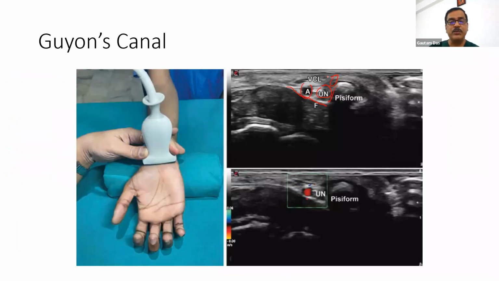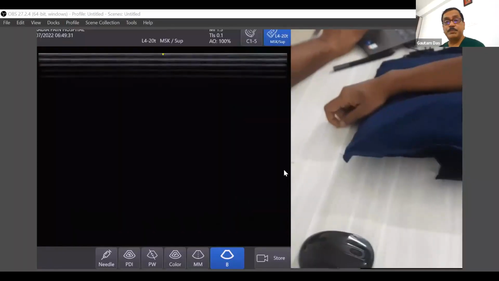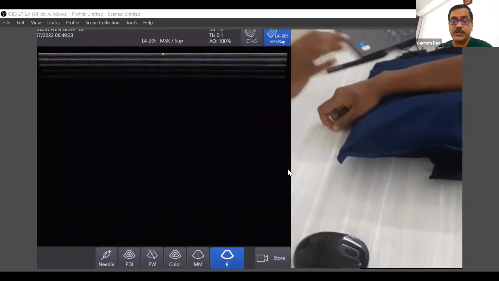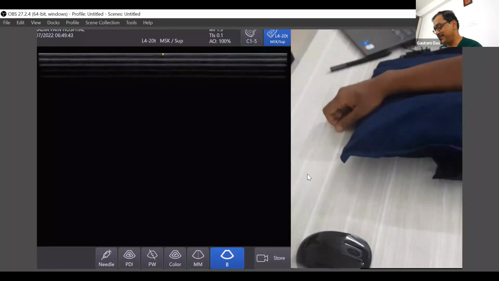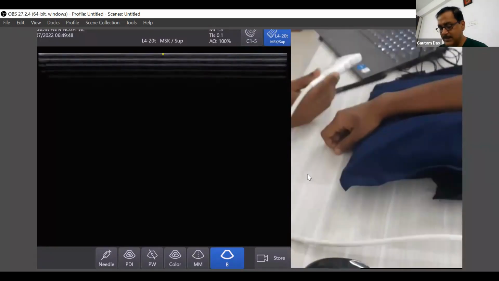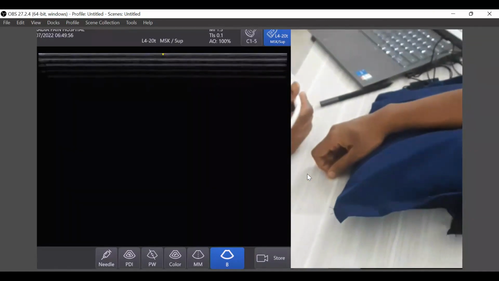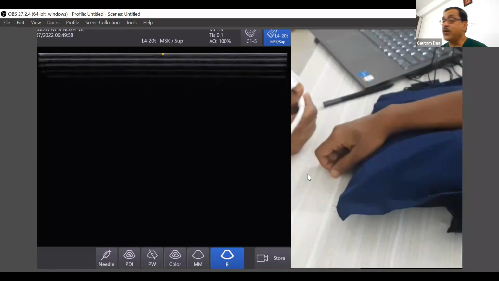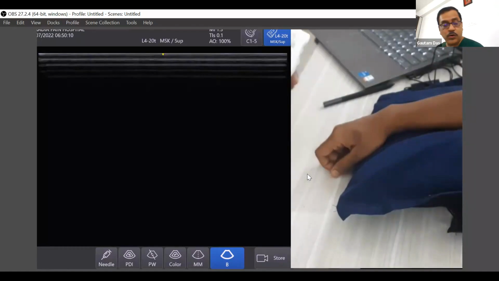So after this, if you have any questions, I'll be demonstrating now on the volunteers. And as I said, because the wrist is a superficial structure, the probe selection is what? A linear probe. Or even better, we are using this XD probe, which is almost like the hockey stick probe. We also have the hockey stick probe, but the resolution of this is better. So I'll be demonstrating with the linear probe, but linear probe or hockey stick probe, these are the choices.